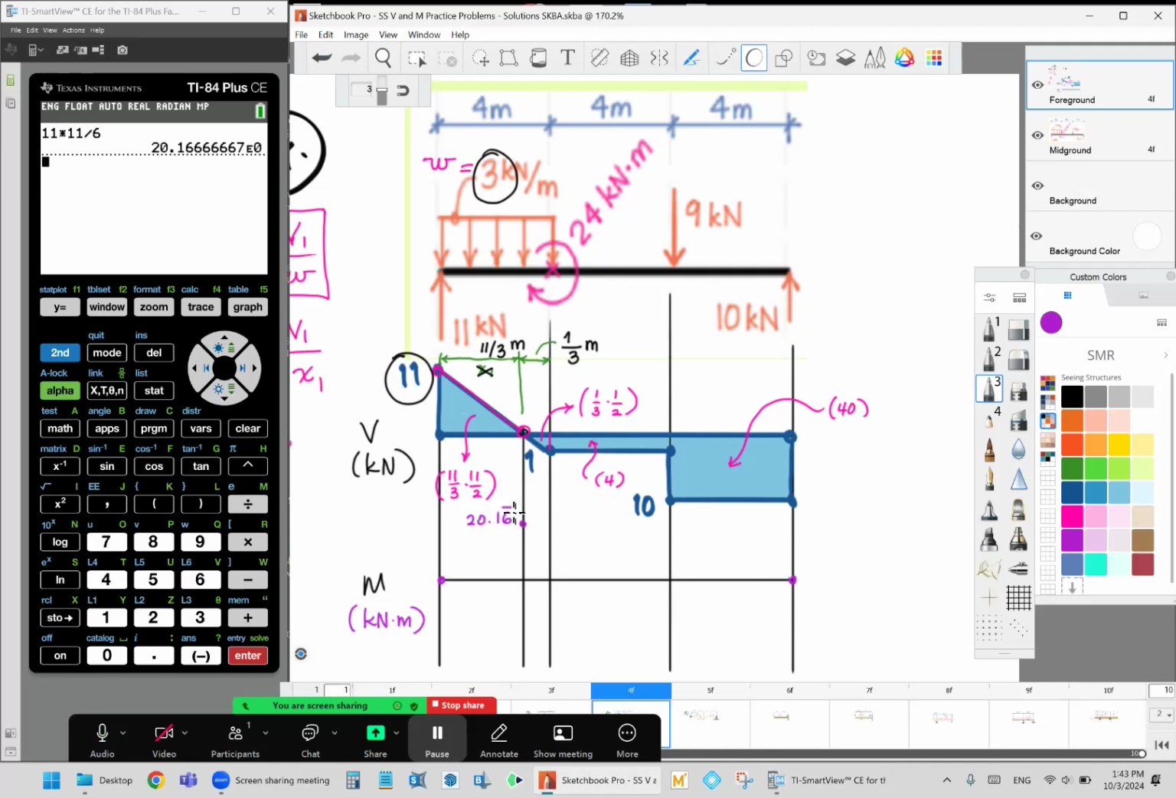I label that 20.16 bar. Now I want to decrease by the area of this triangle, so I go back to my calculator and hit minus 1 divided by 6, enter. And that lands me nicely at 20 here. Now I decrease by 4, which gets me to 16.